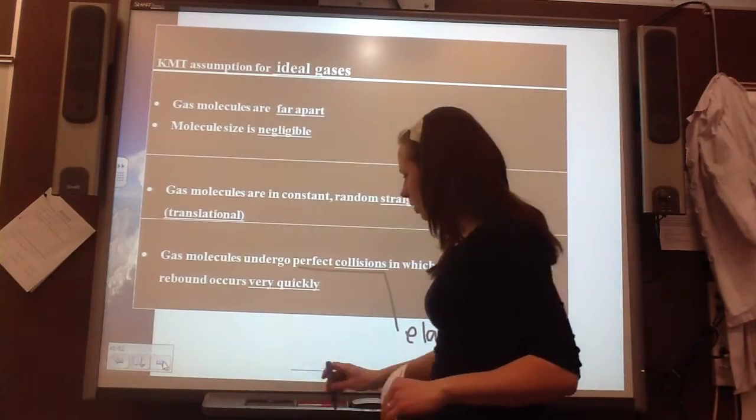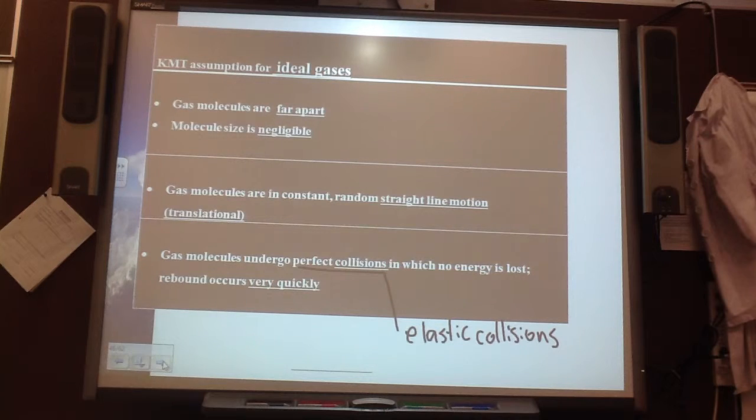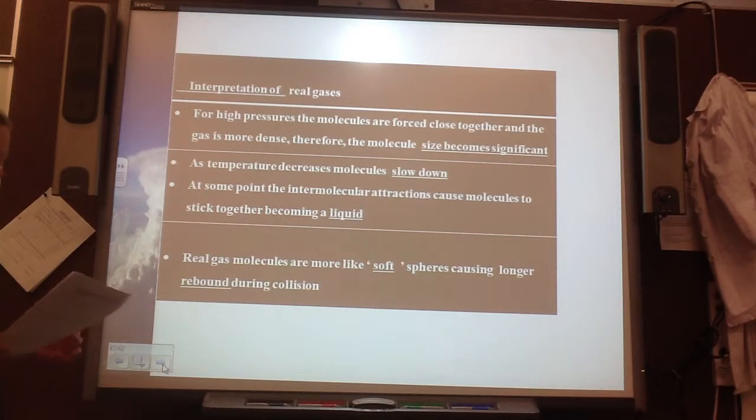So this is what we idealize for gases, but it doesn't happen in fact. Now we can take these assumptions and give an interpretation of how real gases behave. So this is now your right-hand box. Interpretation of real gases. For high pressures, the molecules are forced close together, and the gas is more dense. Therefore, the molecule size becomes significant. So different gases can be condensed differently based on their size. As temperature decreases, molecules slow down. And at some point, the intermolecular attractions cause molecules to stick together, and that's when they become a liquid and change phase.